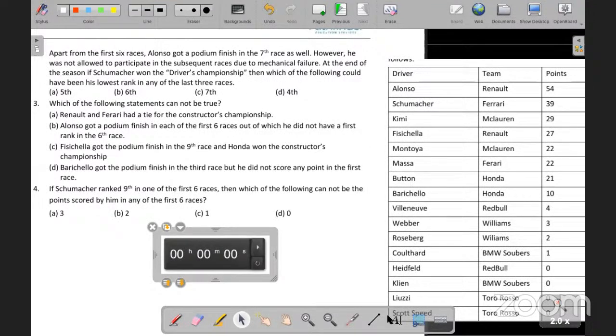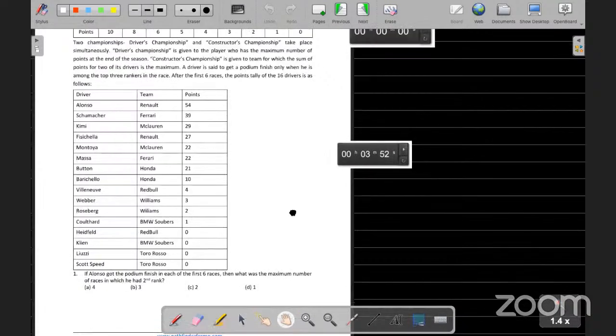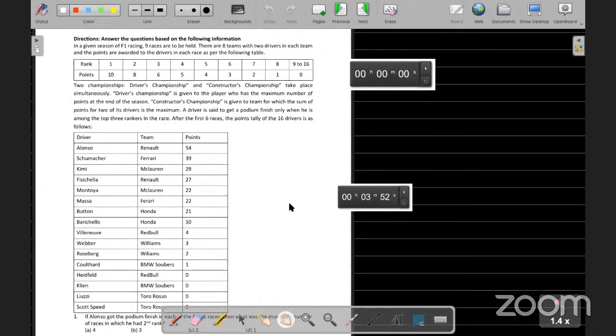Time is up. How many of you are through? Let us solve. I'll not take much time solving this because I'm sure now the logic is clear to most of you. So let us just read through the question quickly.